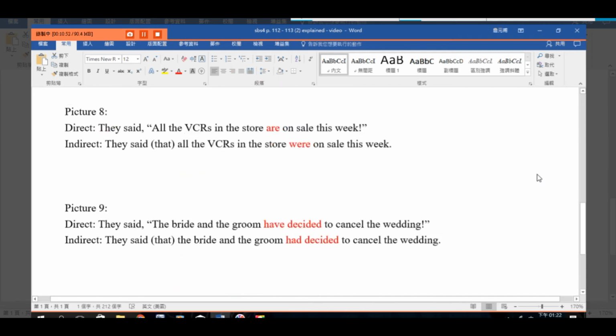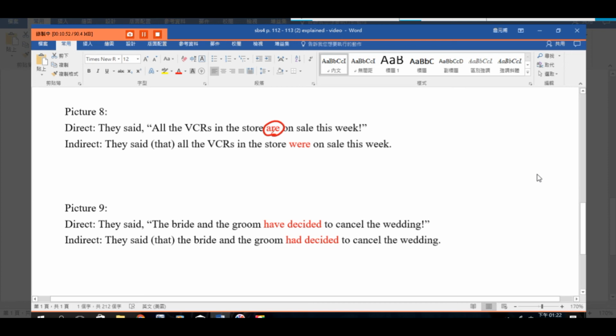Let's look at the final 2 pictures. Picture number 8 and 9. Picture number 8, the direct speech. They said all the VCRs in the store are on sale this week. Who says this? Well, the 3 people with a lot of boxes in their hands. There's a dialogue bubble above their head, and they said all the VCRs in the store are on sale this week. Now, the tense of the sentence, present simple tense. Now, the 2 people on the side, the woman and the man, they repeated what the 3 people with boxes had said. So, that's indirect speech.